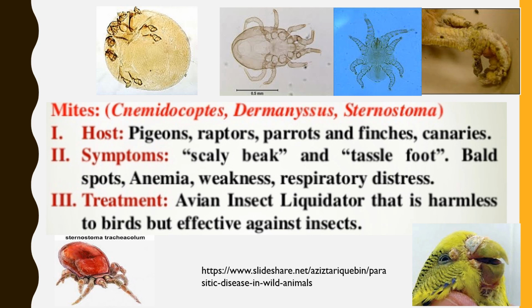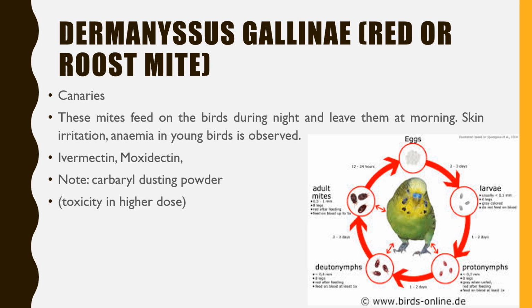Pneumonyssus, Dermanyssus, and Sternostoma mites. The hosts are pigeons, raptors, parrots, finches and canaries. Symptoms: scaly beak and tassel foot, bald spots, anemia, weakness, and respiratory distress can be observed. Treatment: avian insect liquidator can be used against the insects.